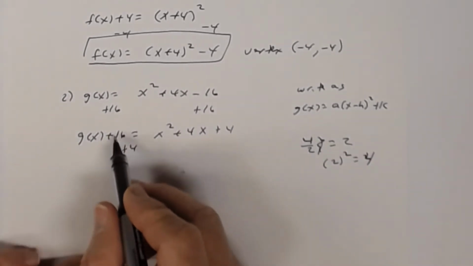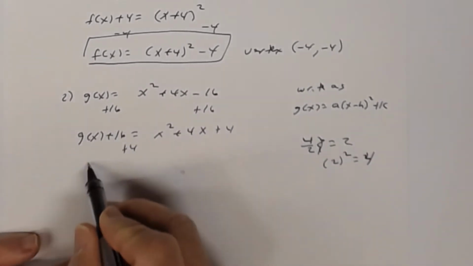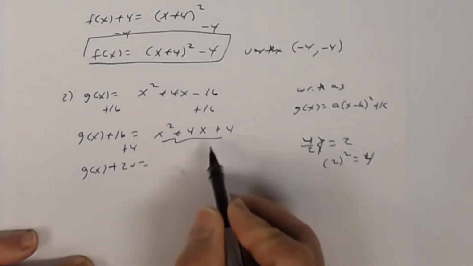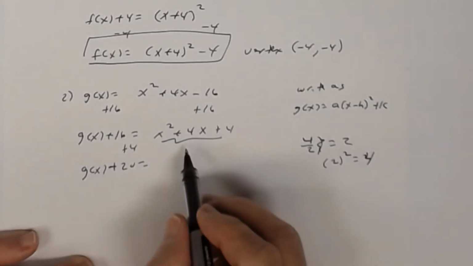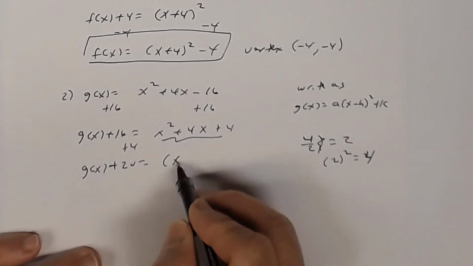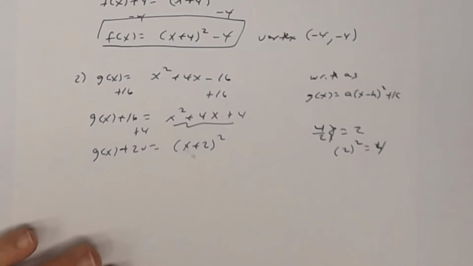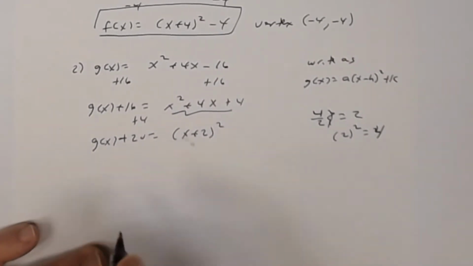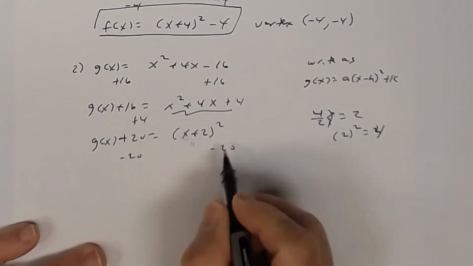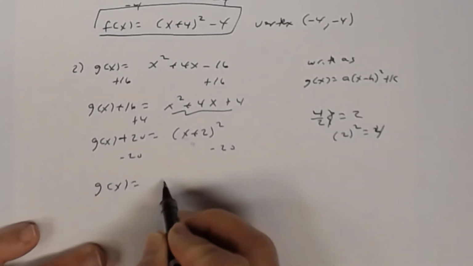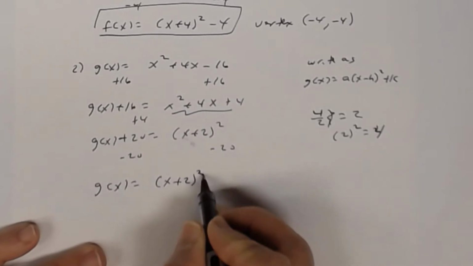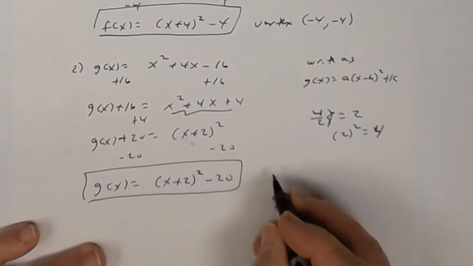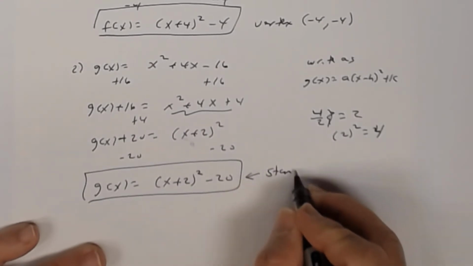Now let's combine like terms on this side. So 16 plus 4 is 20. So I get g of x plus 20 equal, and this should now be a perfect square trinomial. When I factor this, I get x plus 2 squared. Now, all you've got to do is get g of x by itself. So subtract 20 from both sides and you're done. So g of x is equal to x plus 2 squared minus 20. So there's your vertex form or your standard form. Remember, that's standard or vertex form.